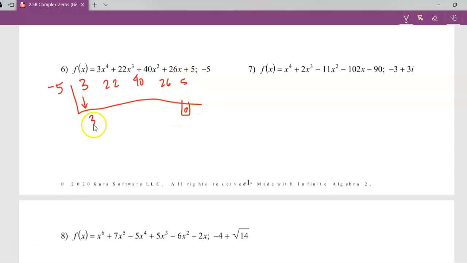Drop this one down. -5 and 3 is -15. 22 minus 15 is 7. -5 times 7 is -35, which gives me a +5. -5 and 5 is -25. And 1 times -5 is -5. So this is going to give me 3x cubed. Remember, it goes 1 degree down from that, plus 7x squared plus 5x plus 1.